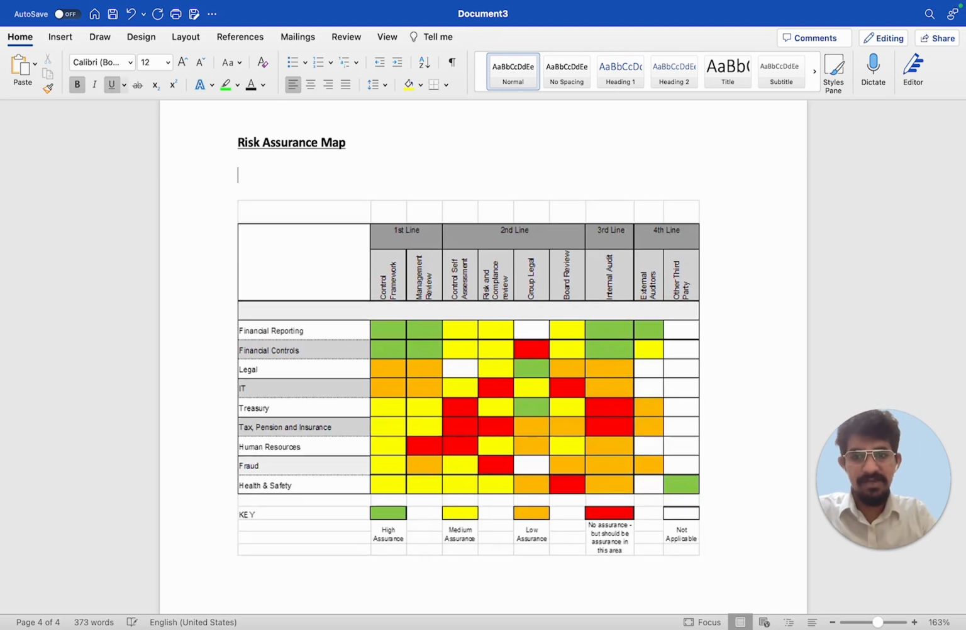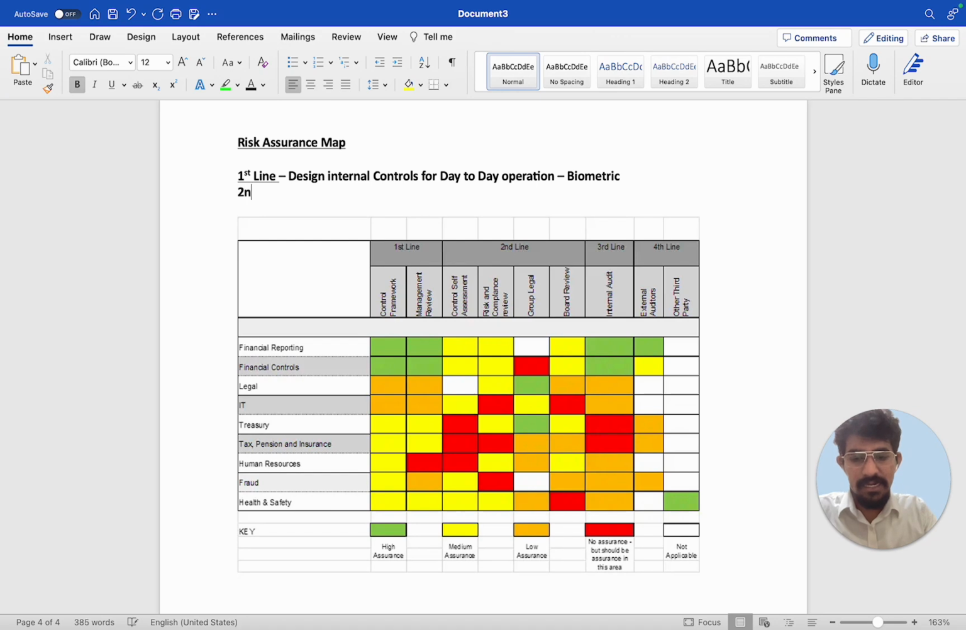So the first line is, students, just to give you an idea, whenever you are designing something, you have to design internal controls for day-to-day operations. Now example, students, biometric. Now if you see, biometric is day-to-day operation. People come every day, punch in their fingerprint and they go out. So day-to-day, that is control framework and management review. You give the approval.